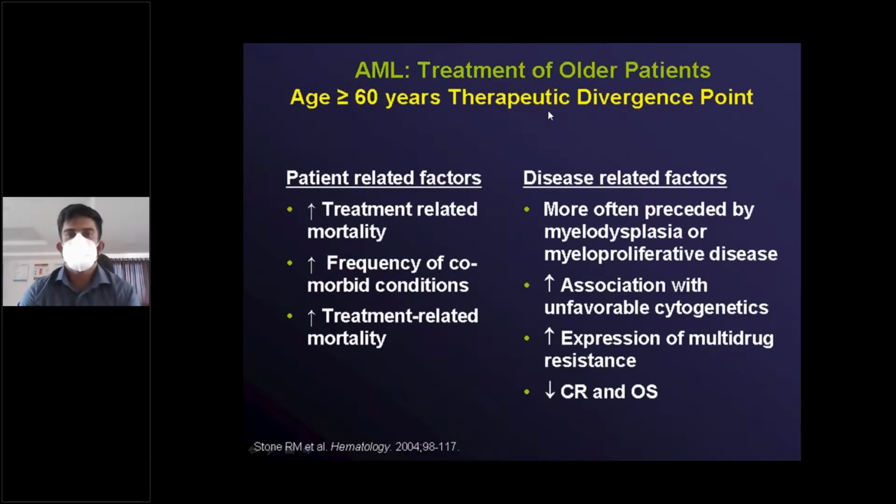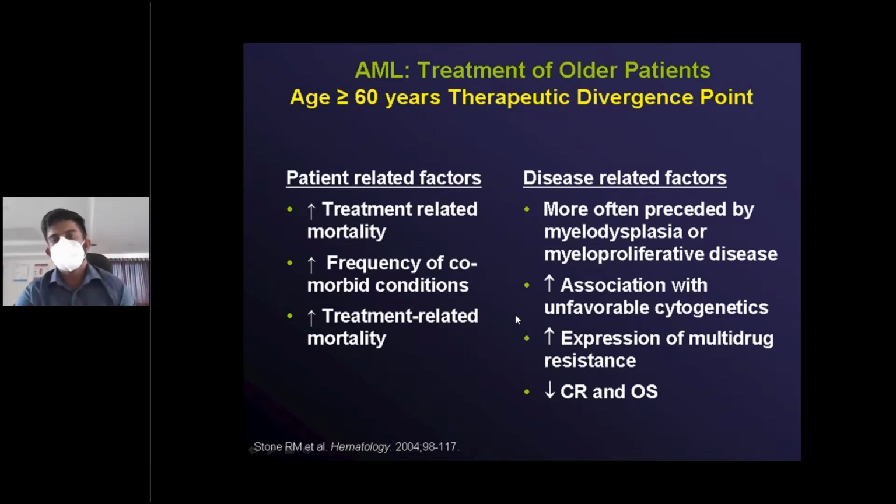So the treatment of older patients greater than 65 years, the therapeutic diverge point. Patient-related factors are greater treatment-related mortality and greater frequency of comorbid conditions. Disease-related factors are more often preceded by myeloid dysplasia or myeloproliferative syndrome, because even MDS is more common in the elderly. That's the disease of the elderly, greater than 65 years. And greater association with unfavorable cytogenetics.